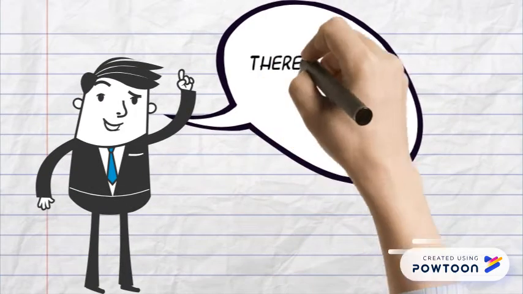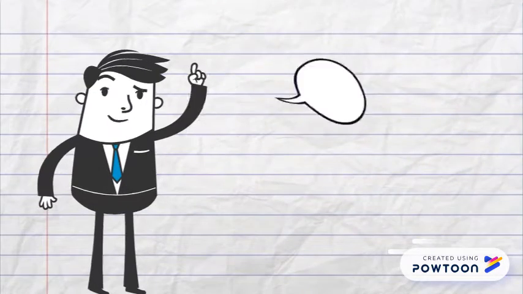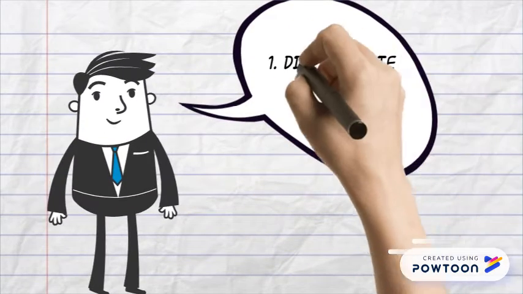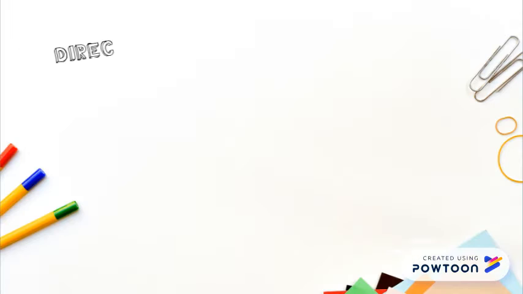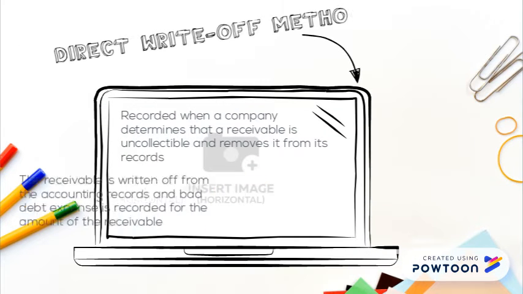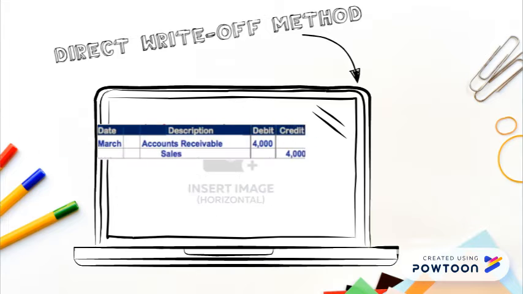There are two methods of calculating bad debt expense. First, there is the direct write-off method, and second, the allowance method. The direct write-off method is recorded when a company determines that a receivable is uncollectible and removes it from its records. The receivable is written off from the accounting records, and bad debt expense is recorded for the amount of the receivable.